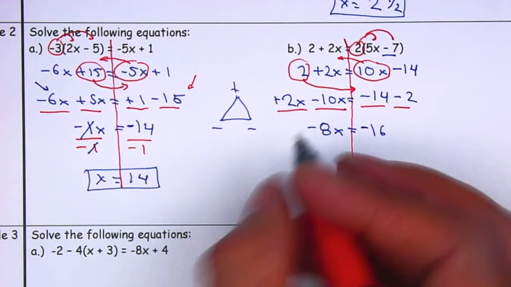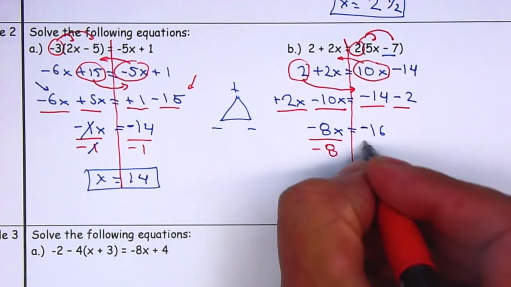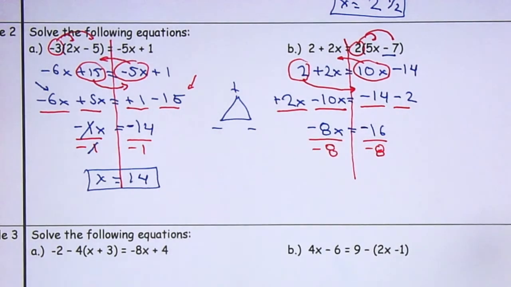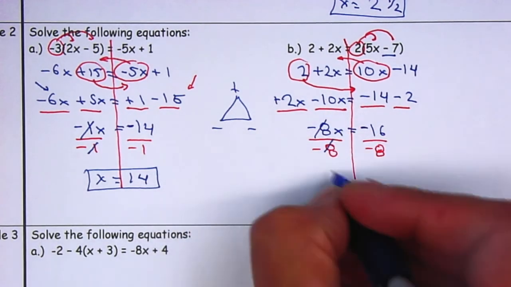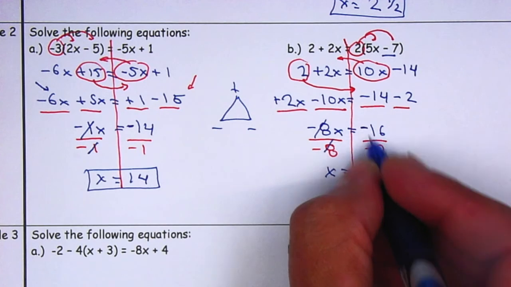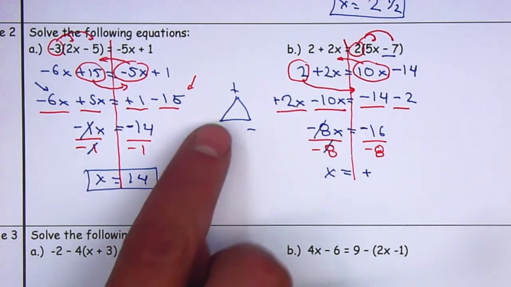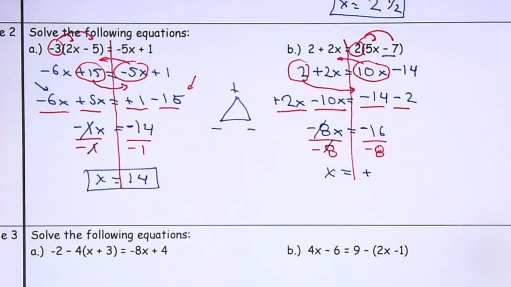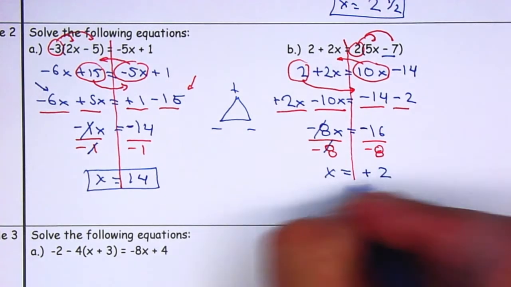And our last step is to divide by negative 8 on both sides. That cancels. So x is equal to negative divided by negative, which will be a positive. Negative divided by negative will be positive. 16 divided by 8 will give us positive 2.